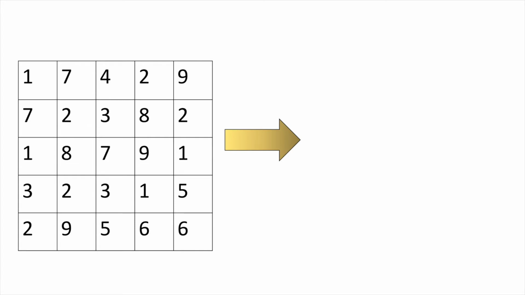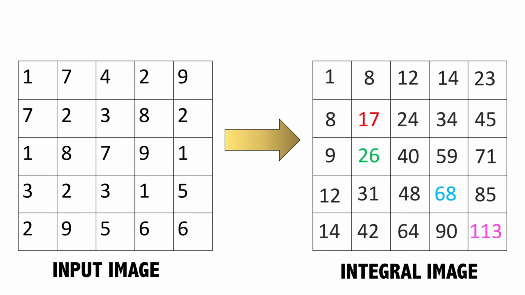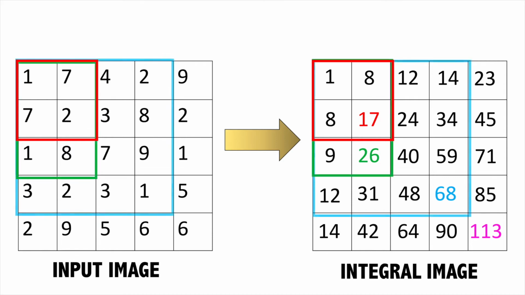Each number represents a pixel in the image. The algorithm calculates the sum of pixels above and to the left, so let's add up to create what's called our integral image. So 17, for example, is the sum of the numbers in the red square, 26 is the sum of the green box, 68 is the sum of the blue box, and 113 is the sum of all the numbers in the grid.